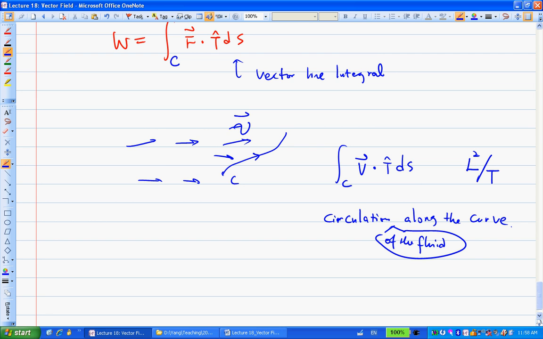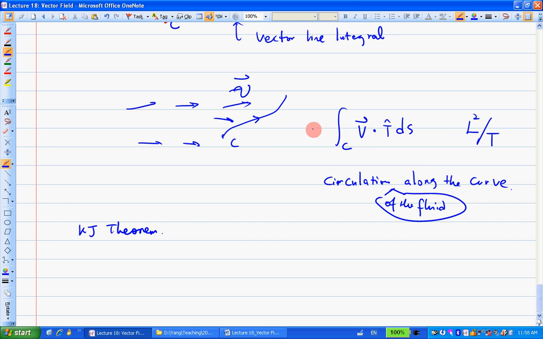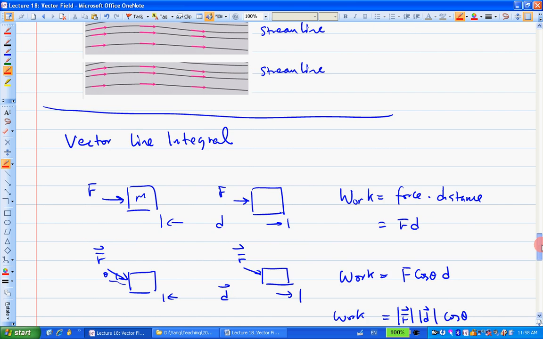There is a theory you will probably learn in the future. I'll shorten it as the KJ theorem. So this circulation here, in a lot of textbooks, they use gamma to represent this circulation in the fluid along the curve. Then remember the picture I showed you here, right?